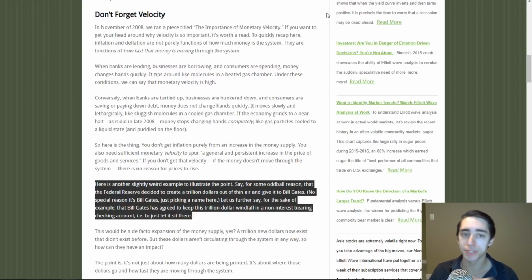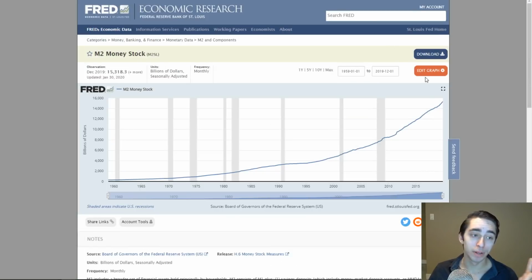Now that we understand velocity, where's velocity at right now? That's the important question. Well, for the M2 money supply, which has been increasing since January of 2008, as we stepped into the recession, we have more than doubled the base monetary supply. So in about a decade, we've doubled the amount of money in circulation.